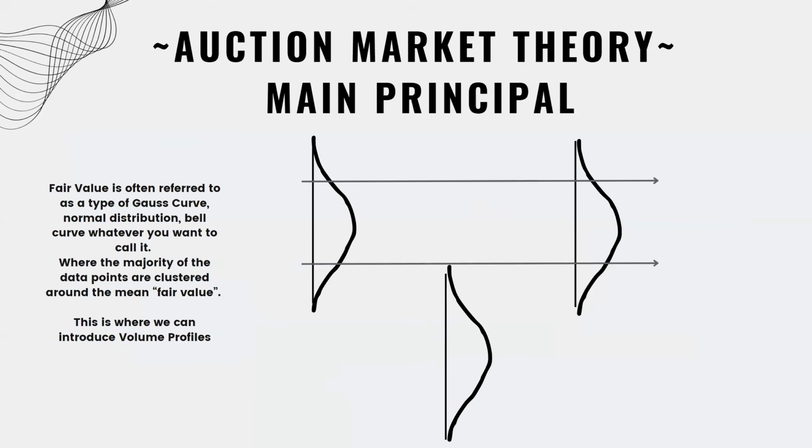Now, we've talked a bit about fair value. We've talked a bit about balances, but what do they necessarily mean from a visual construct? Fair value is often referred to as some kind of Gauss curve, if you will. It's a normal distribution, a bell curve, call it what you want. It's pretty much a normal distribution, which is where the volume profile comes from, in essence. The volume profile is something of a normal distribution, where the majority of the data is clustered, where 70% of the data is surrounding the mean or the peak of fair value, which is usually the point of control. So this is where we can introduce volume profiles.